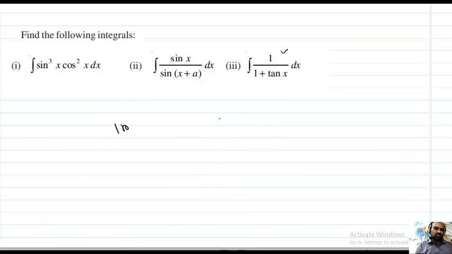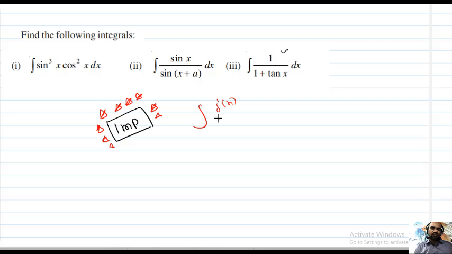Important property. It's very, very important. Integral of f dash of x by f of x dx, directly I can say, is the logarithm of mod f of x plus c.